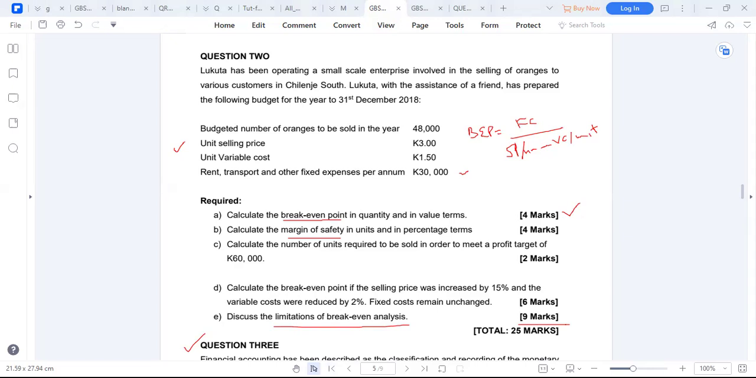Budgeted sales minus break-even point in units. Yes, budgeted sales minus what? Break-even point in units. Good. Okay. The budgeted sales, which in this case is what?